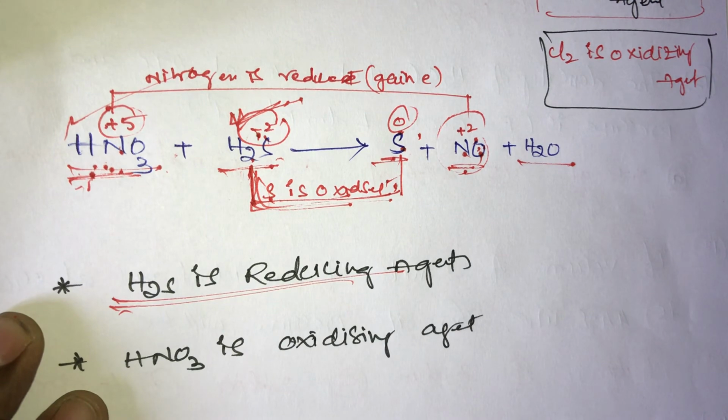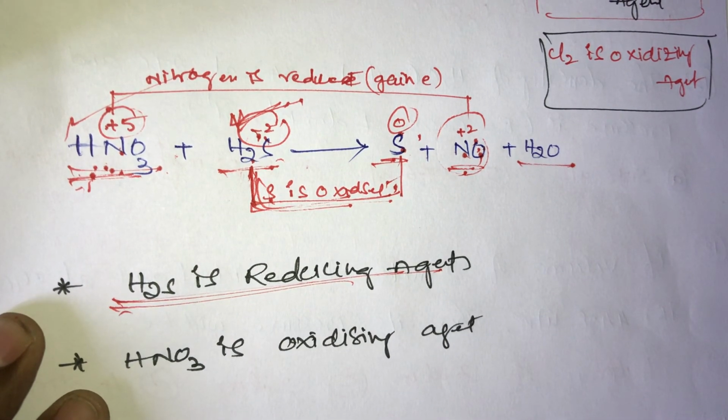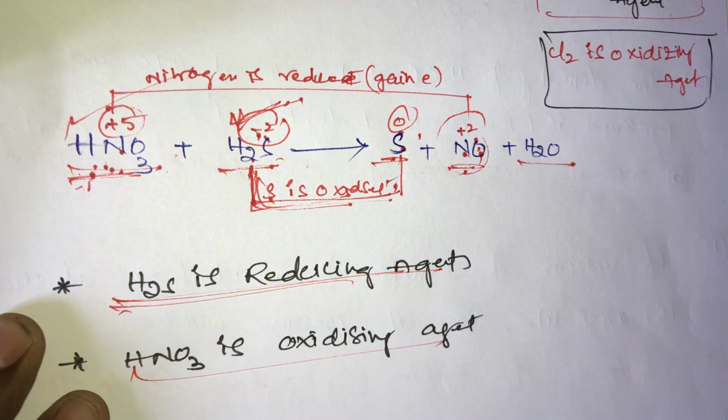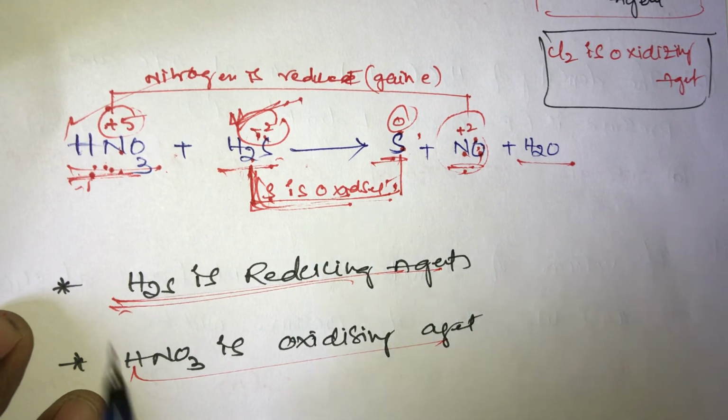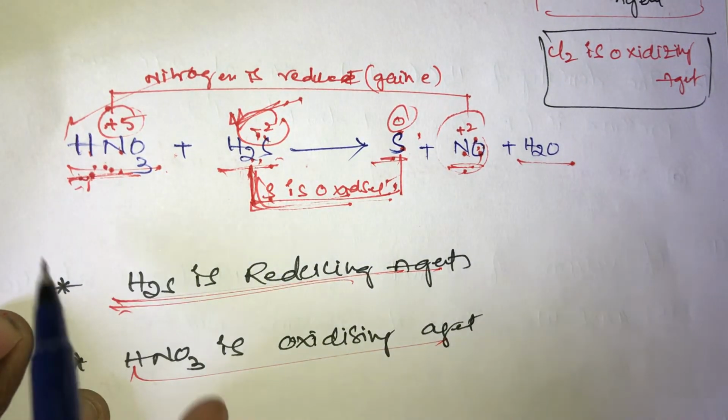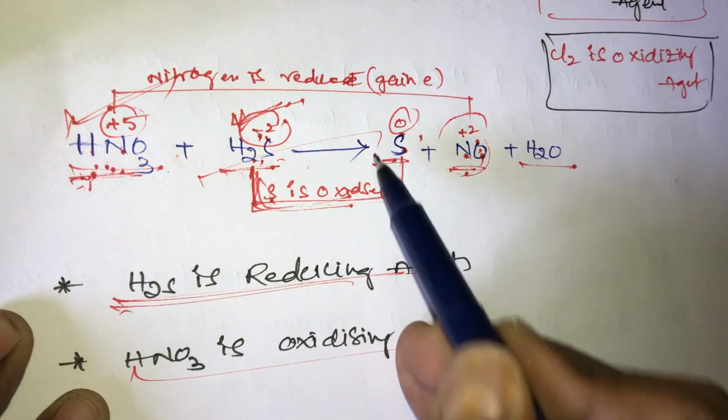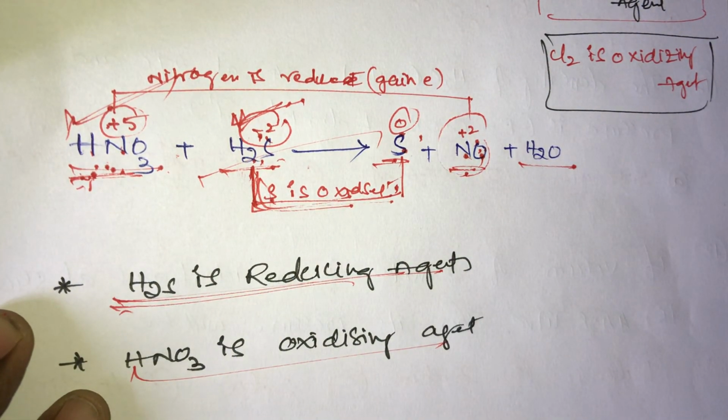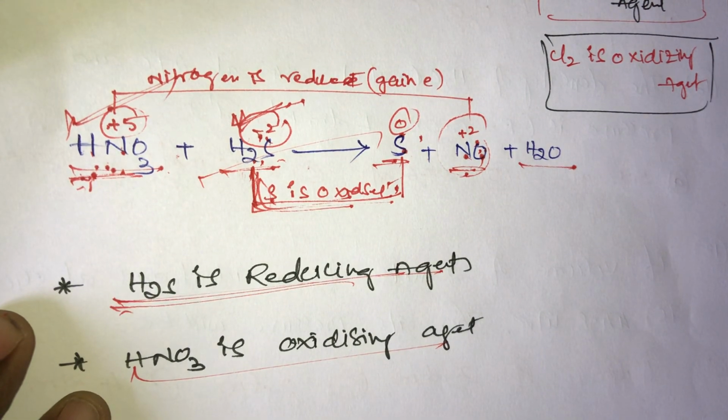If the oxidation number increases, the substance acts as a reducing agent. If the oxidation number decreases, that substance acts as an oxidizing agent. This is also very important, students. In HNO3 and H2S, HNO3 acts as the oxidizing agent and H2S acts as the reducing agent. So these are very important, students: how to identify the oxidation number, the oxidizing agent and the reducing agent.